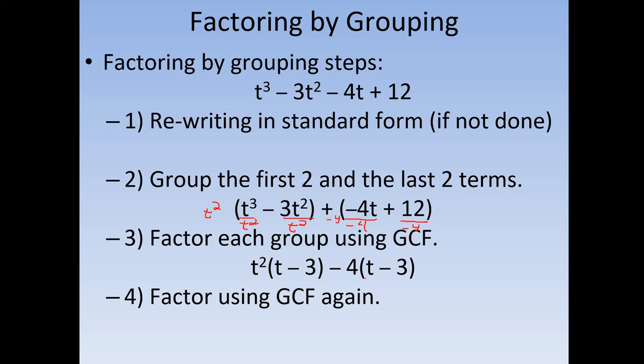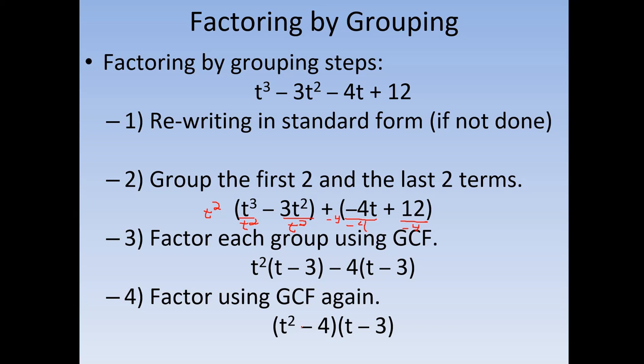From here, I'm basically going to do greatest common factor again by taking these out and then combining what was pulled out from both of these into their own group. So what I'm going to do is pull out t squared minus 4, put that in a group, and then the other side will be t minus 3.